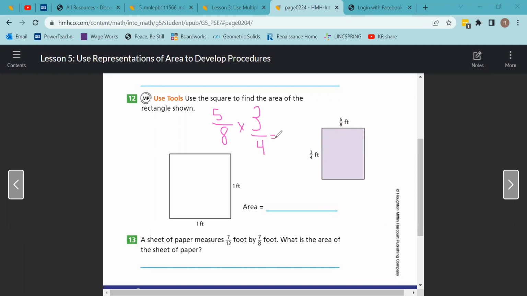I don't think we can cross cancel at all. So we've got 15 over 32. Don't forget to label. It's feet and it's the area. Oh dear, sorry. It's 15/32 feet squared. Let's see, the 15 we can divide by 5, we can divide by 3, but not the 32. We can simplify them separately, right, by different numbers, but not together with the same numbers. So that is as low as we can go there. And that's it for your workbook lesson.